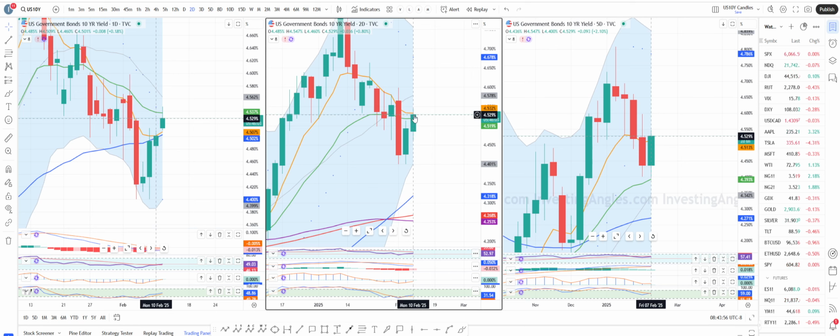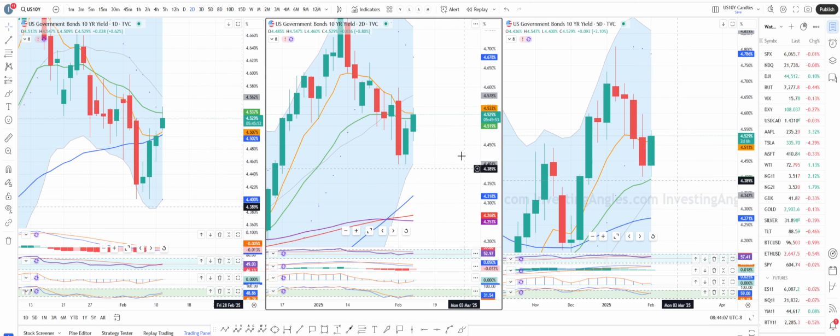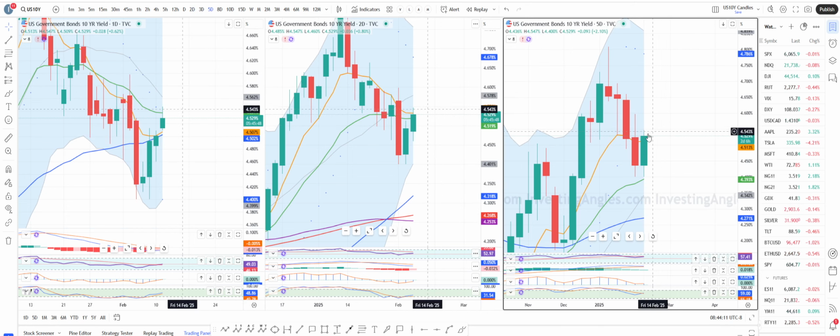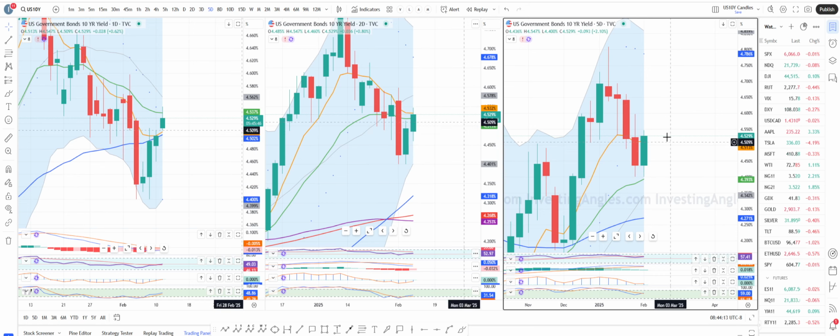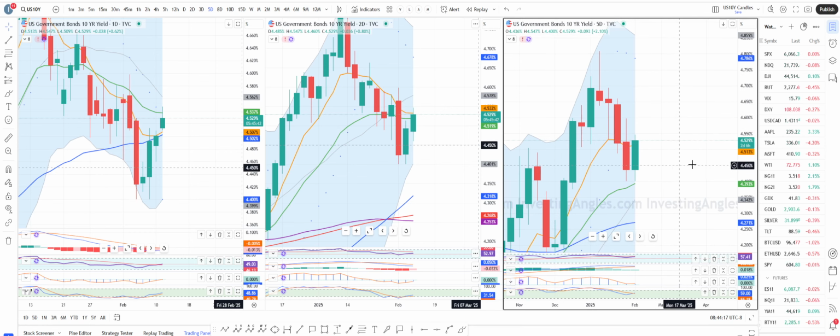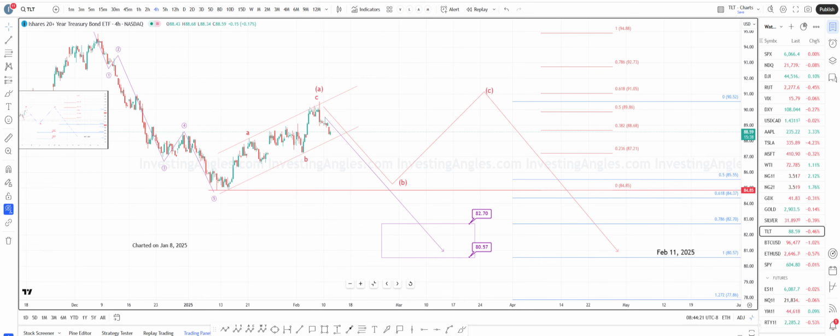So far the 2-day frame is moving above the support. Big resistance could become support lines, and the technicals are supporting this move. And if the move continues, we might see a strong bullish engulfing on a 5-day frame here in a couple of days. Now let's move on to TLT.